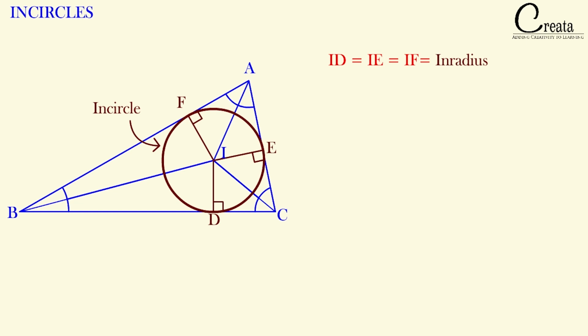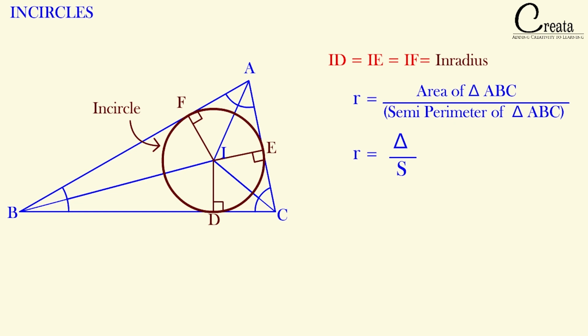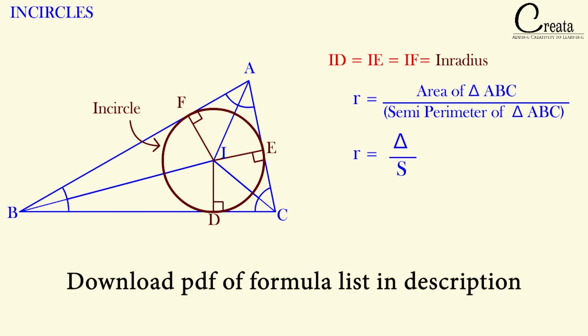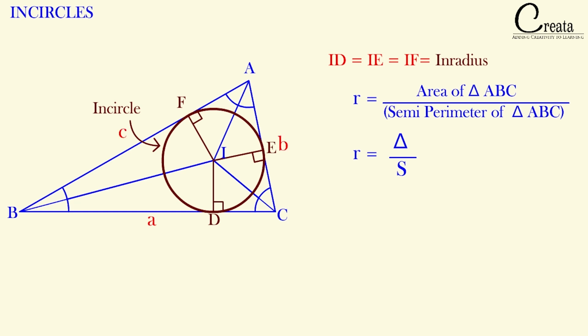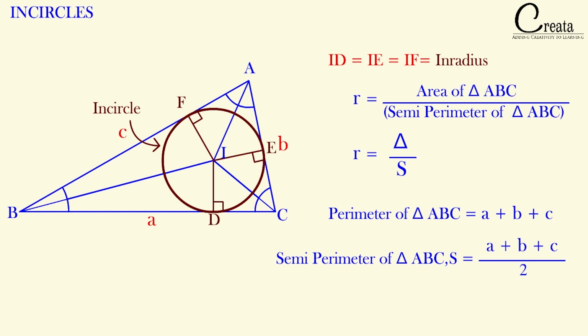The formula of inradius is the area of the triangle ABC upon the semi-perimeter of the triangle ABC. The area of the triangle ABC is denoted as delta, and S is the semi-perimeter of the triangle ABC. Semi-perimeter means half of the perimeter. If we take the sides of the triangle as a, b and c, the perimeter of the triangle will be a plus b plus c, and the semi-perimeter will be a plus b plus c upon 2. So the inradius, that is the radius of the incircle, is the area of the triangle upon the semi-perimeter. This is a very important concept.